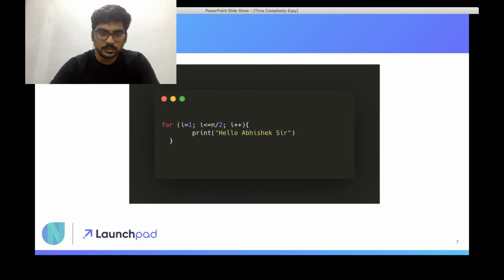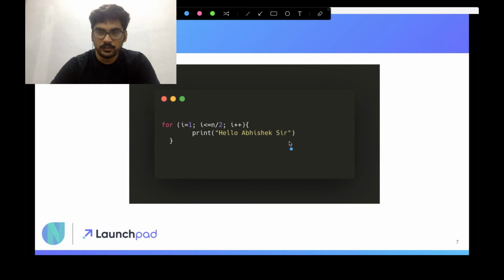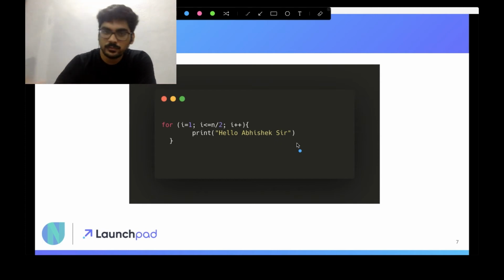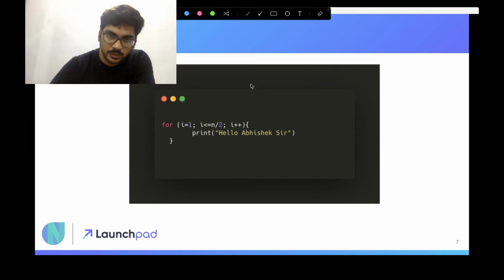What will be the complexity of this code? Everyone, first comment. Okay, once you have commented, very great guys, come back here. So this loop will run for, you can easily guess it, how many times? n by 2 times. So the complexity will be O(n/2).